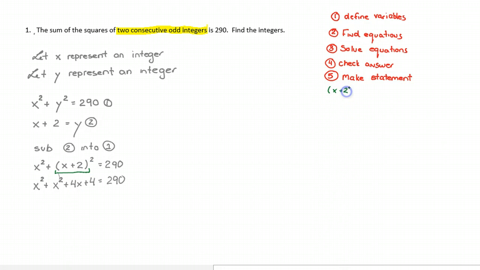x plus 2 squared is equal to x plus 2 times x plus 2. So x and x gives me x squared. x times 2 gives me 2x. 2 and x gives me 2x. 2 and 2 gives me 4. So we get x squared plus 4x plus 4. Ideally, we want to be able to do this in one step, but if you have to take a moment and do that expansion, that's okay.